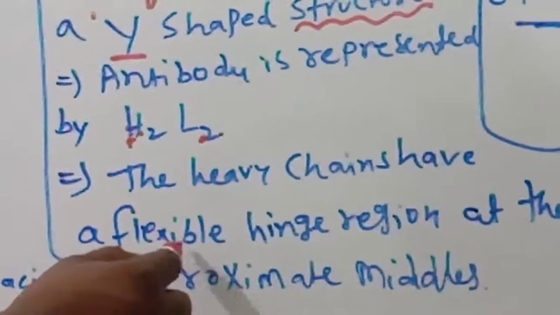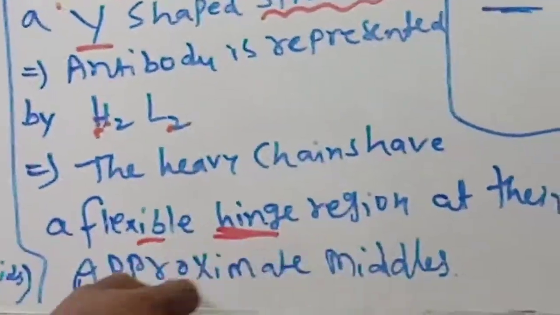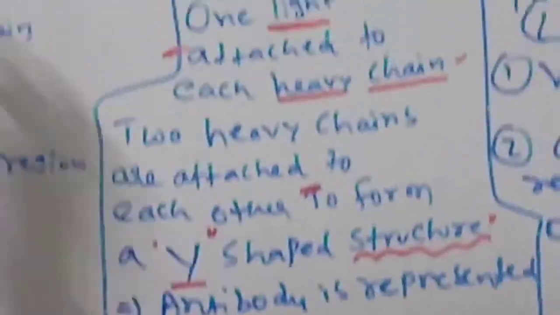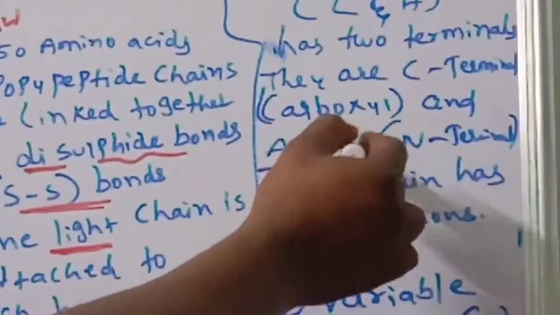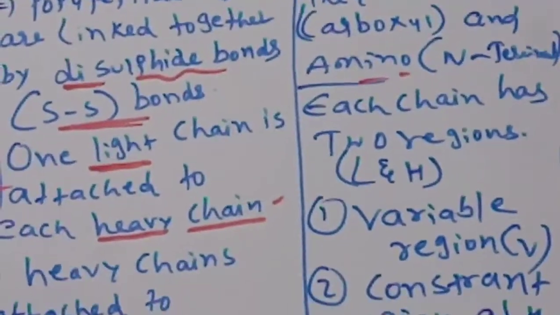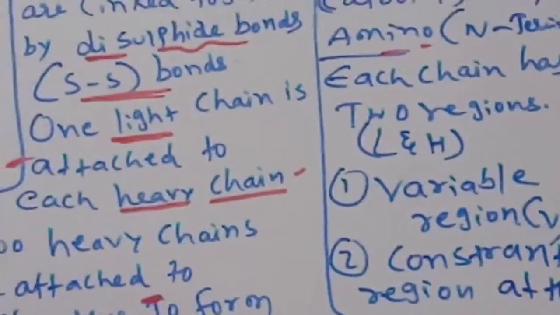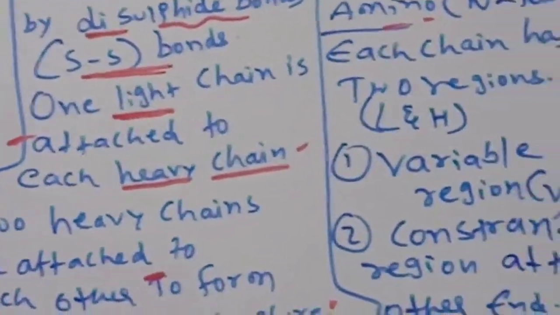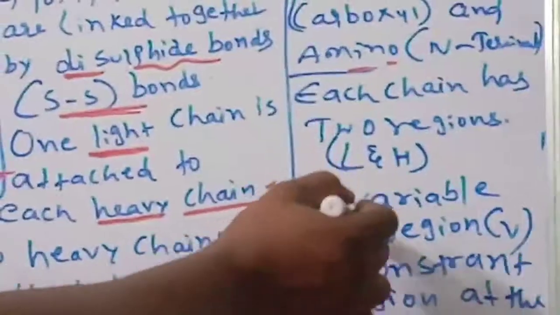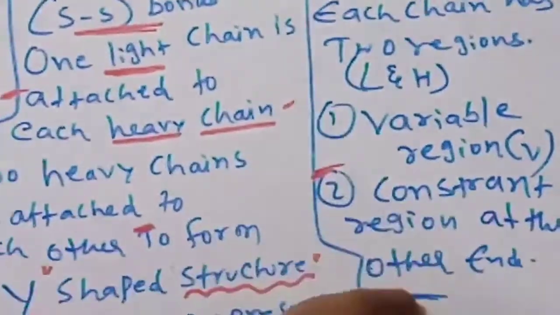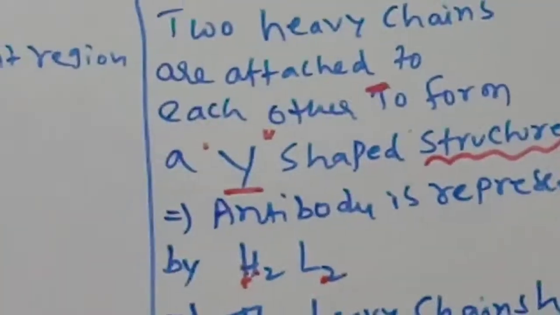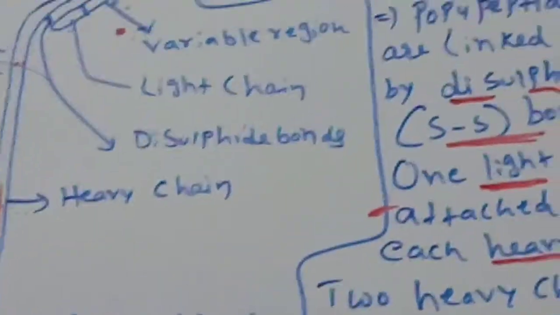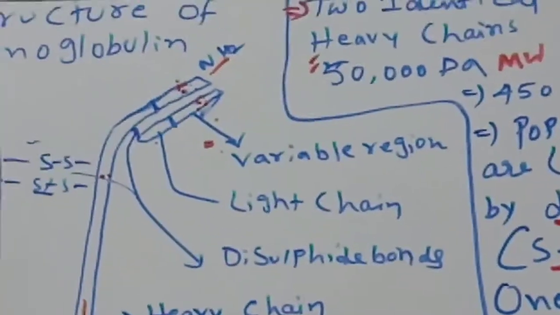The heavy chains have a flexible hinge region at their approximate middles. Each chain, L and H, also has two terminals: the carboxylic terminal and the amino terminal. Each chain has two regions, a variable region and a constant region. Okay, children, these are there in each arm.